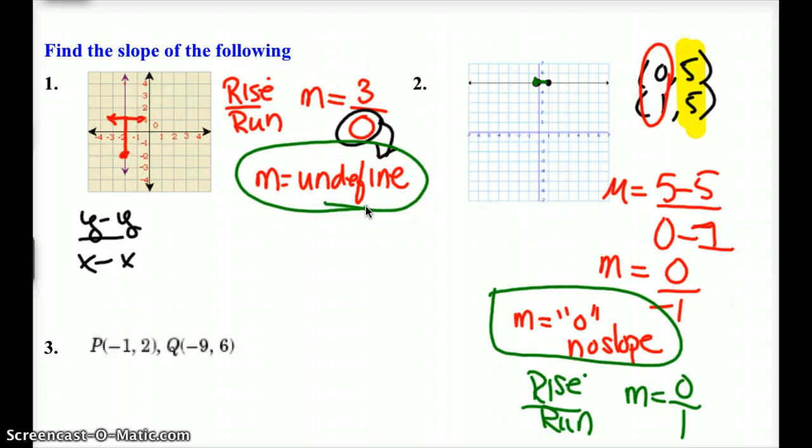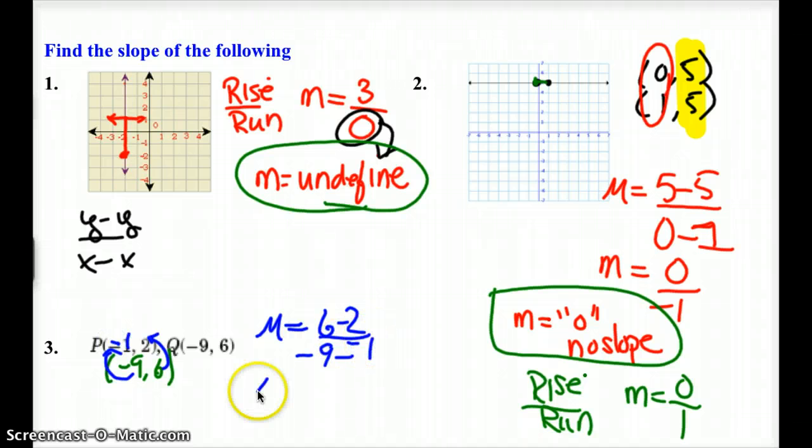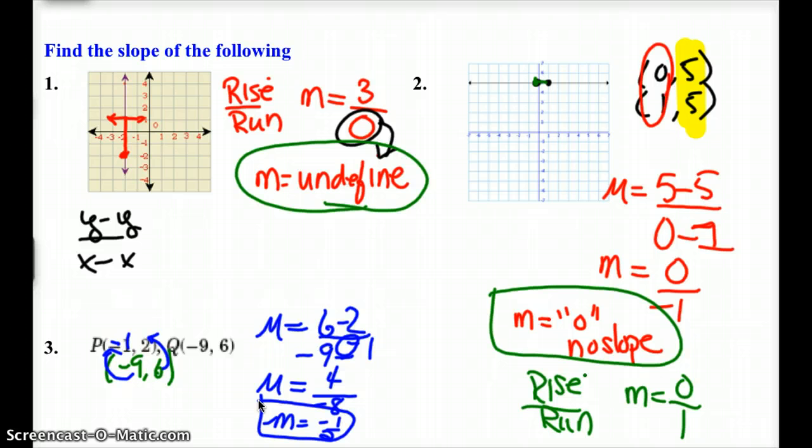All right, let's look at number 3. I'd like to write them underneath each other. That helps me. This one I have to do y minus y over x minus x. So my slope is 6 minus 2, and then I have to go the same way, negative 9 minus negative 1 there. So do you see now? M equals 6 minus 2 is 4. Negative 9, that's a plus 1, is negative 8. Now I need to reduce. My m equals negative 1/2. And you keep them in fraction form. Do not write them as decimals.